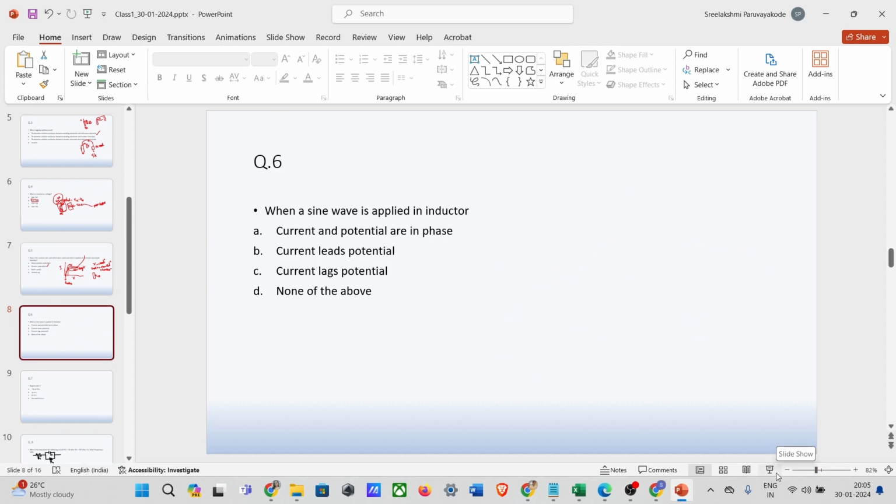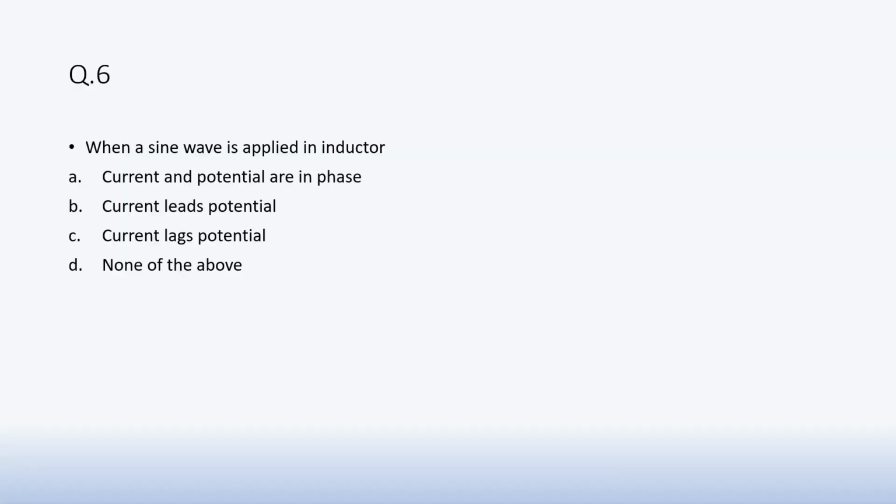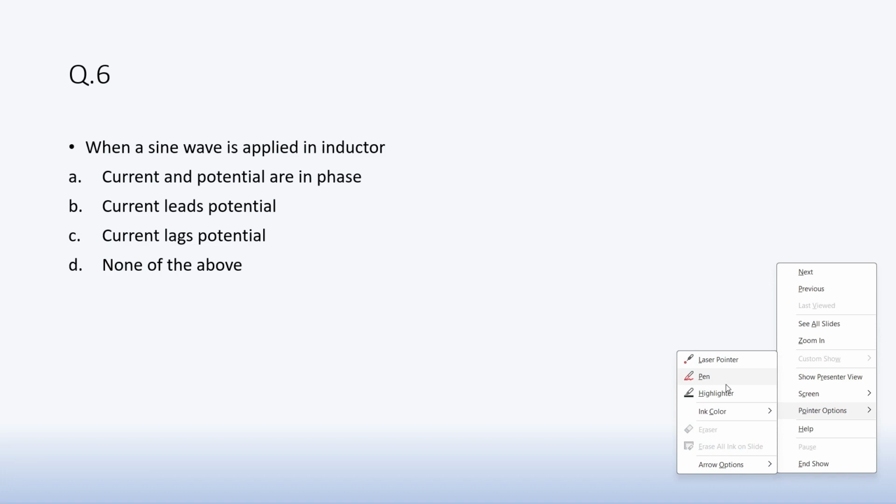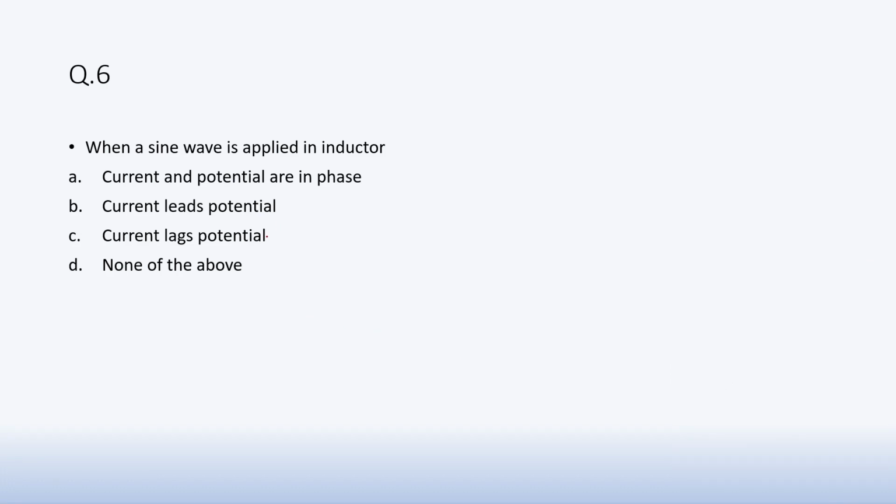Who can answer this? When a sine wave is applied in an inductor, the options: current and potential are in phase. Okay, tell me. Current lags, ma'am. Current lags the potential by 90 degrees. Anyone else? Okay, C. See, current lags the potential. So current is lagging the potential.